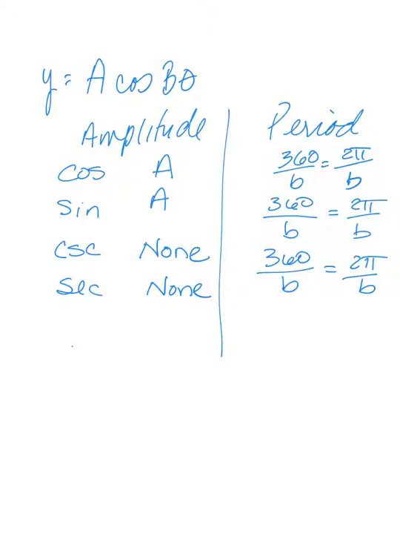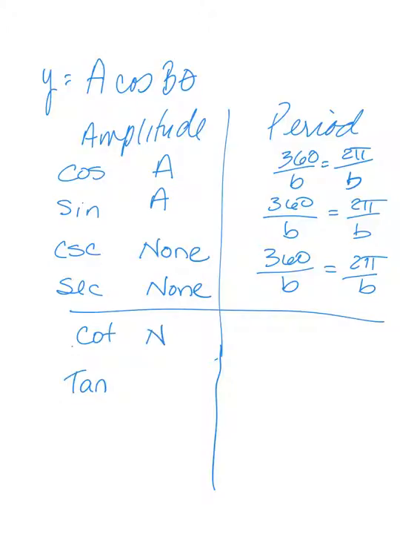Now we have cotangent and tangent. There's still no amplitude, but the period is going to be 180 over b, or pi over b.